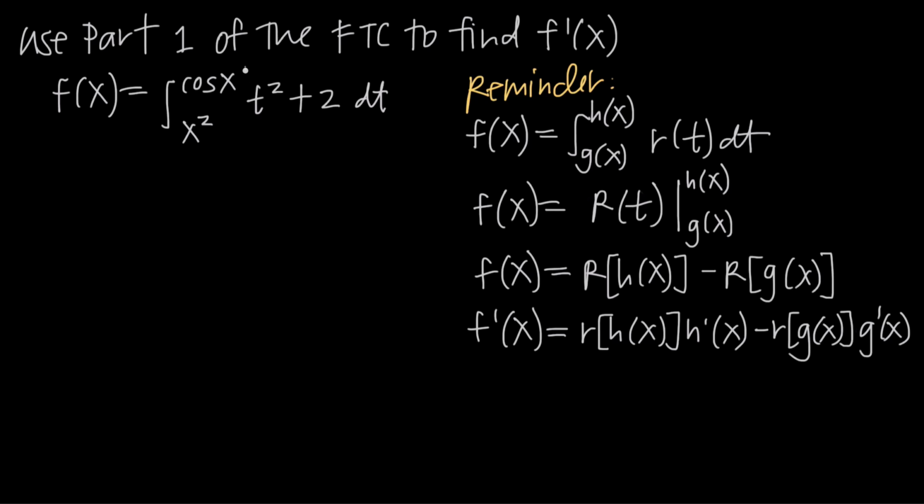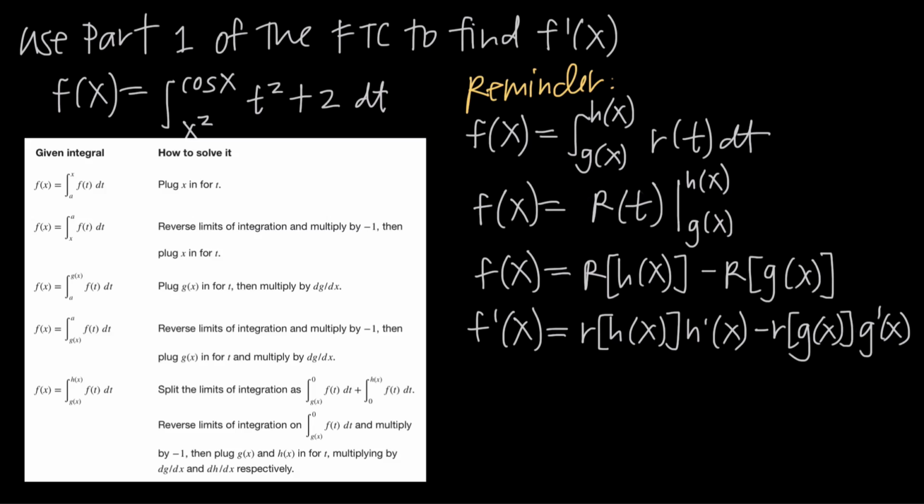This part 1 of the fundamental theorem is going to be all about these limits of integration here: this lower limit of integration, which in our problem is x squared, and this upper limit of integration, which in our problem is cosine of x. Depending on the types of values that you have in your limits of integration, whether you have a constant, whether you have just a single variable x, or whether you have some function like we do here, a function x squared and a function cosine of x, is going to dictate how you approach this problem. So let's just take a look at that chart for a second.